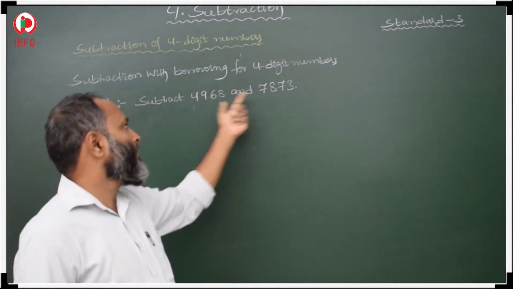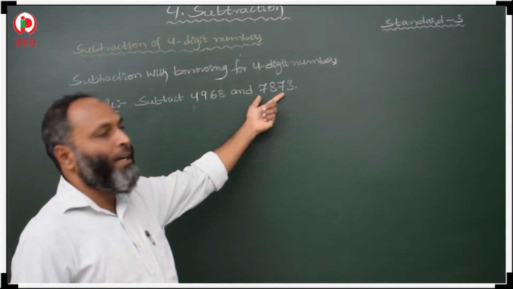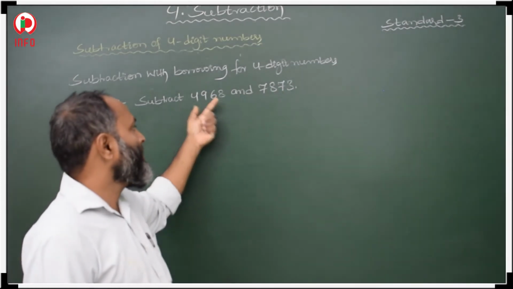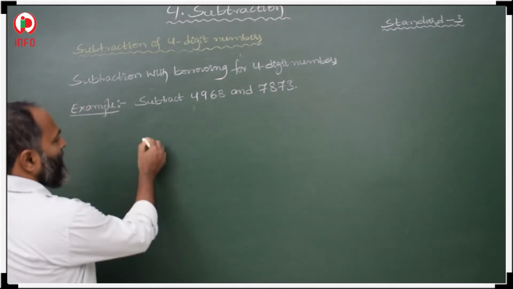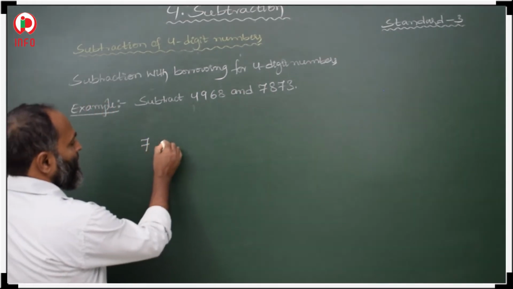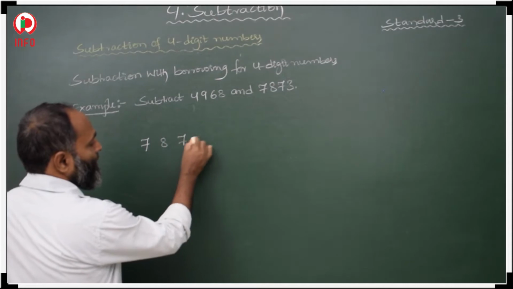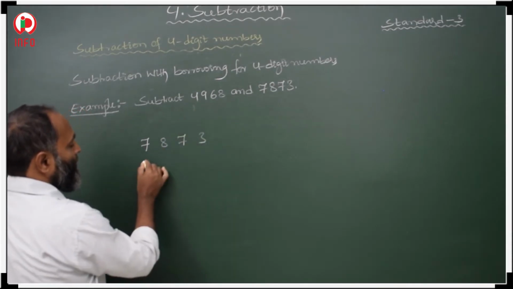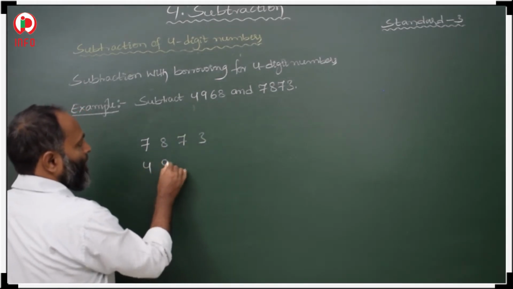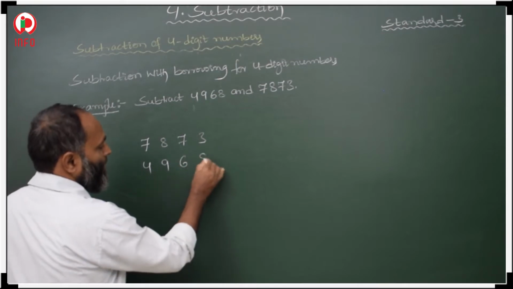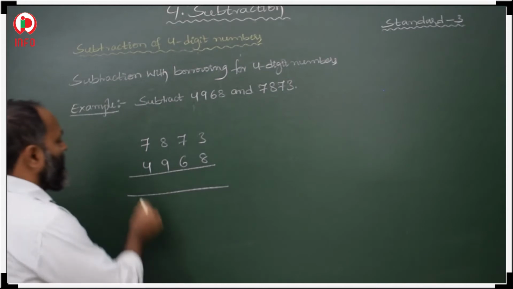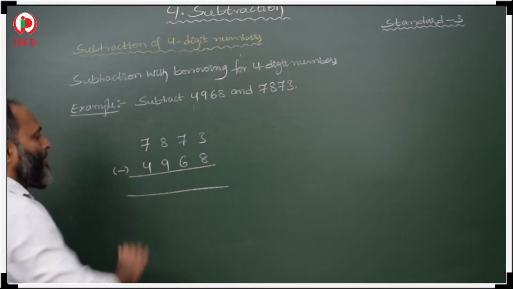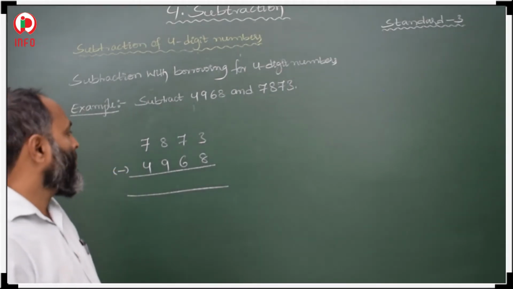7000 is greater than 4000. It means 7873 is bigger than 4968. First we have to write this number, 7873. Then after that, 4968. Then minus. First, how to borrow?